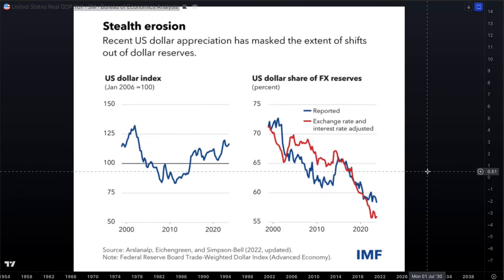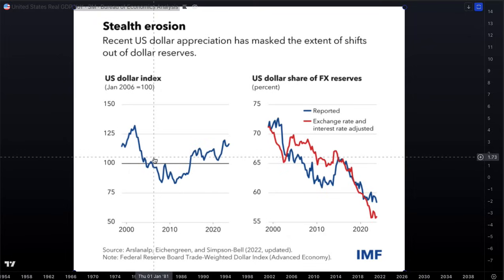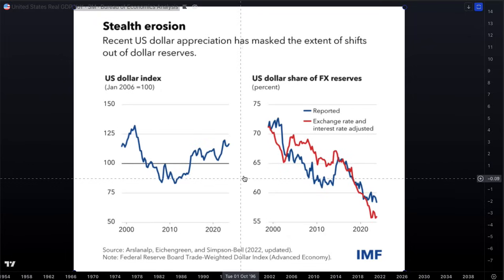So here is a chart from the IMF. This shows here in blue the DXY index we were looking at in the first slide. Here, though, shows the share that the dollar makes up in global FX reserves.